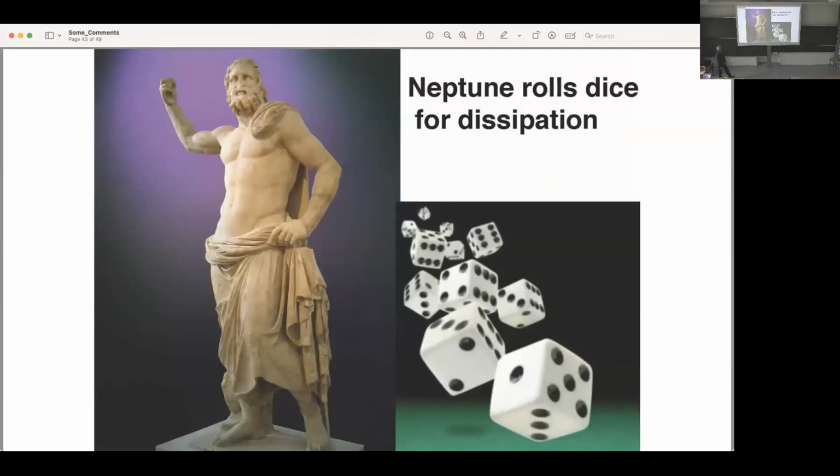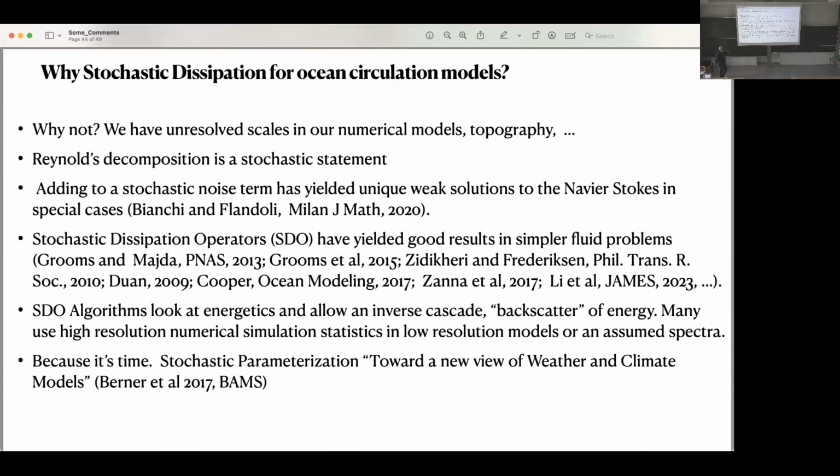Let's talk about Neptune rolling dice for dissipation. Let's talk about stochastic dissipation operators instead of classic dissipation operators. First question you might want to ask yourself, why do you want to look at stochastic dissipation for ocean circulation models? Well, first thing I say is why not? We have a lot of unresolved scales in our numerical models: topography, initial conditions, boundary forcing. We have unresolved scales in everything. You look at Reynolds decomposition, where you're trying to solve for the mean flow, and if you think in a model, when you do the calculation over a grid point, it's really the mean flow over that space-time volume that depends on the model resolution.